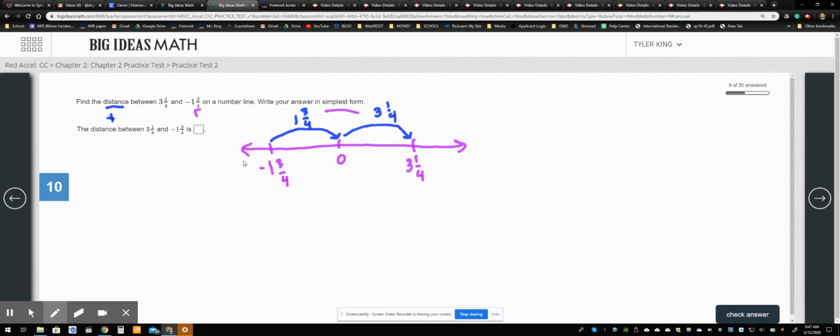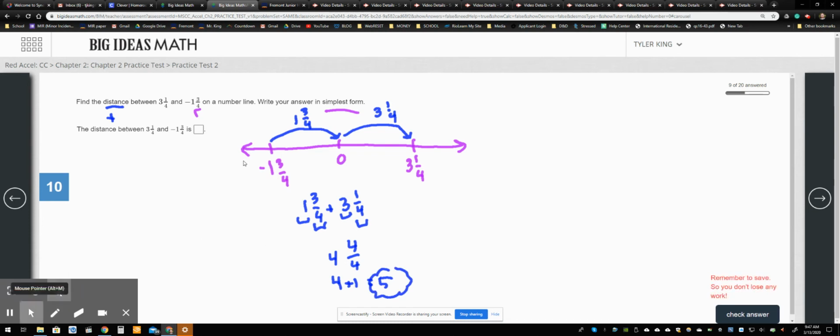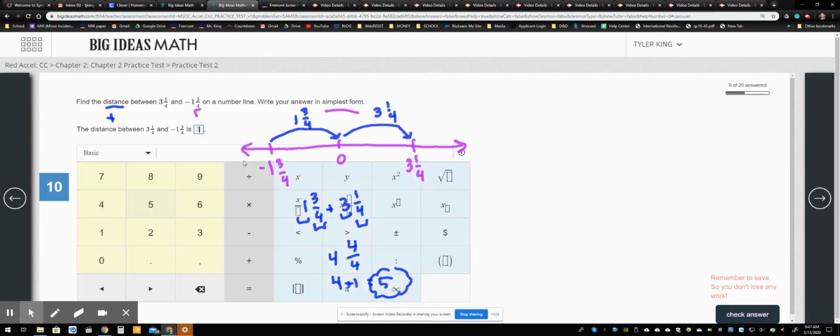So I can add these two distances together to get the distance between those two numbers. So I have 1 and 3/4 plus 3 and 1/4. So I can now add these two things together. 3/4 and 1/4 becomes 4/4. 1 and 3 becomes 4. So I have 4 and 4/4. 4/4 becomes 1, so I really have 4 plus an additional 1, which is equal to 5. So these two things are 5 units apart. So we can see this is going to be equal to 5.